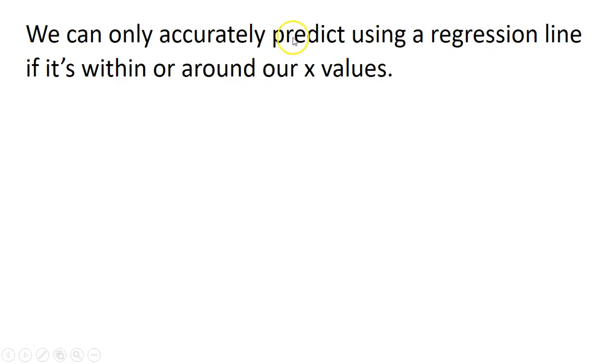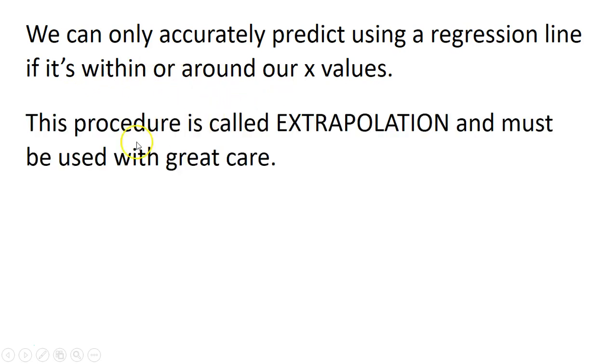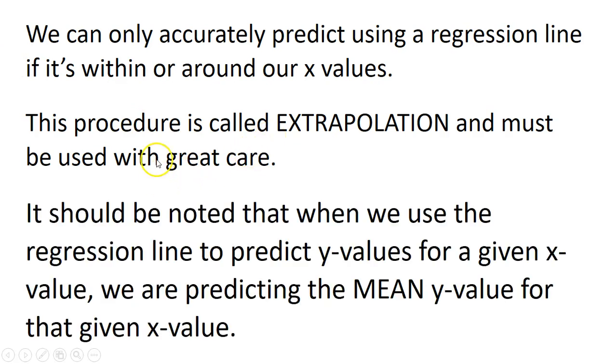So we can only accurately predict using a regression line if it's within or around our X values. And this procedure is called extrapolation and must be used with great care. Again, following up with some more trick questions that you get on your AP exam to see if you really understand not just the math and plugging things in, but the concept. These AP exams are so much about the concepts of this stuff. Do you really grasp, hey, I can find a regression line, but can it even be used? And why? That's what they want to know.